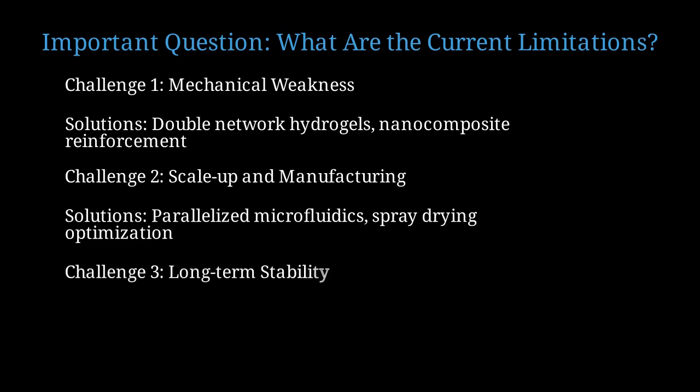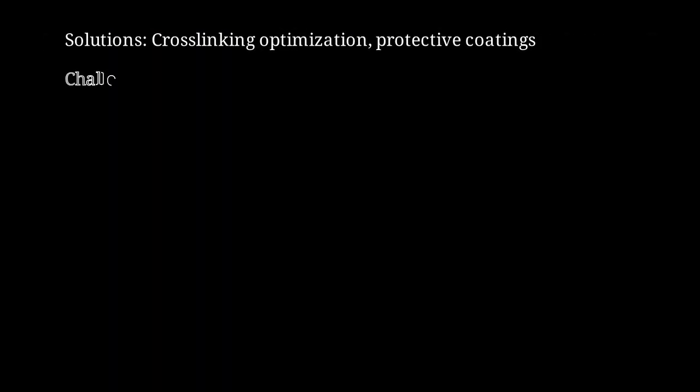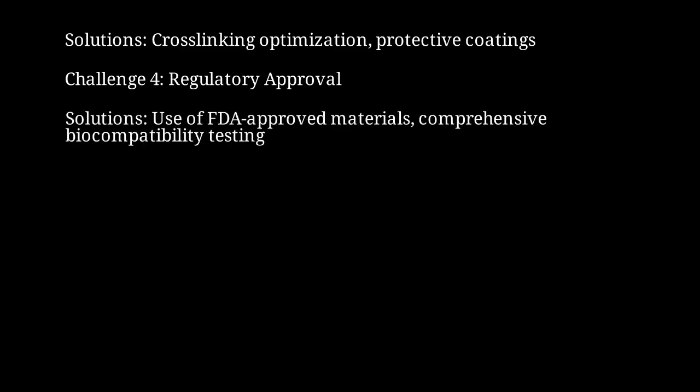The third challenge is long-term stability. Some hydrogels degrade or lose their properties over time, especially in biological environments with enzymes. This is being addressed through more stable cross-linking chemistries, protective surface coatings, and selection of inherently more stable polymer systems. The fourth challenge is regulatory approval for medical applications. New biomaterials face extensive safety and efficacy testing before clinical use. Strategies include using already FDA-approved materials in novel formulations and conducting comprehensive biocompatibility and toxicology studies to expedite regulatory pathways.